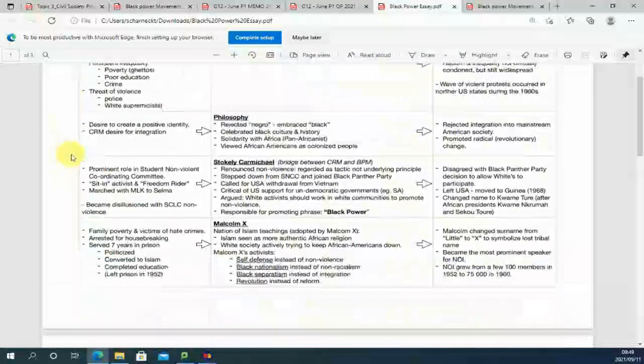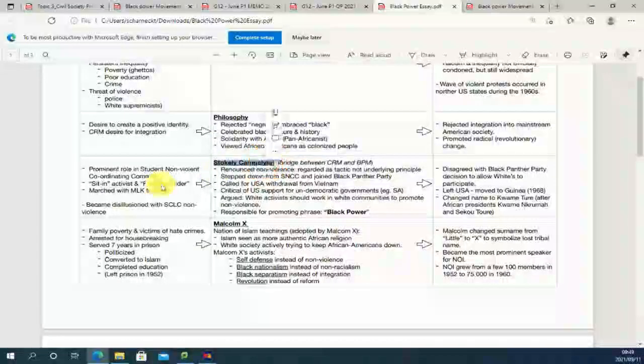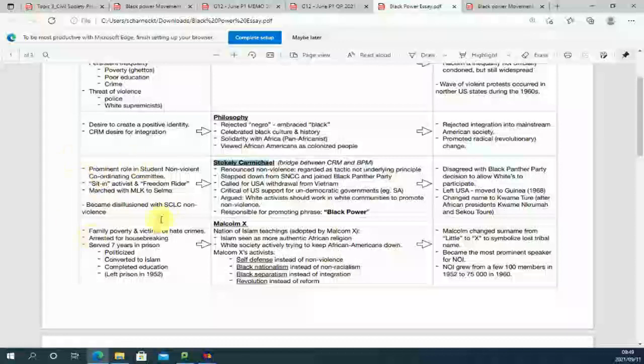We then look at the prominent role in the Student Nonviolent Coordinating Committee. Okay, so looking at Stokely Carmichael in this sense, the paragraph topic is on Stokely Carmichael himself. So what were the causes of him joining the party? He had a prominent role in the SNCC. He was involved in the sit-ins, was a freedom rider, and was involved in the Selma to Montgomery March. Okay.